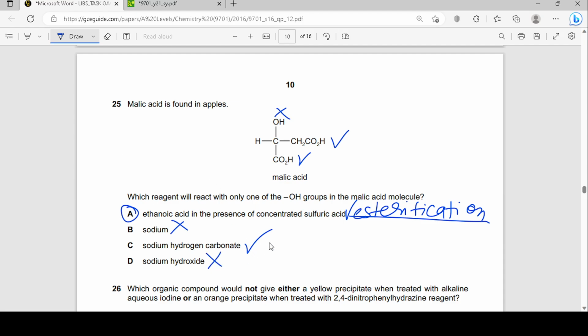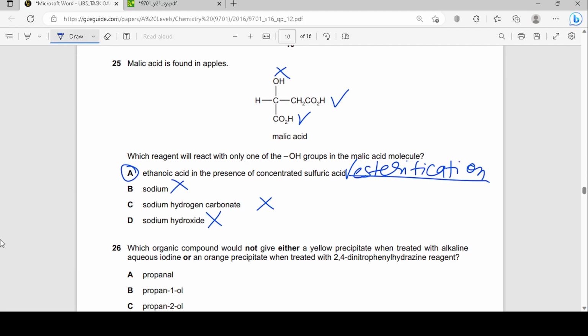We need a reaction with only one of the groups. So this reacts with all three, this reacts with two of them, and this reacts with two of them, whereas this one reacts only with the OH, right? So that means the answer is going to be A, because that reacts with only one group.